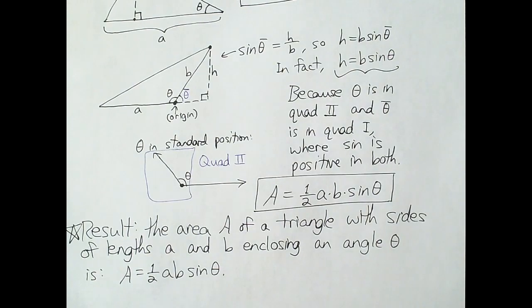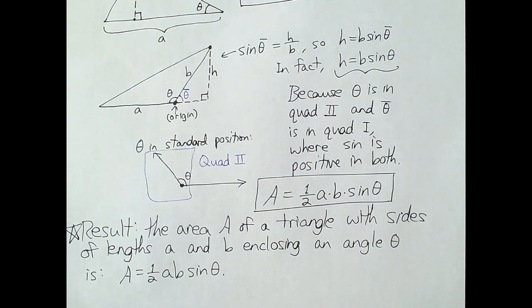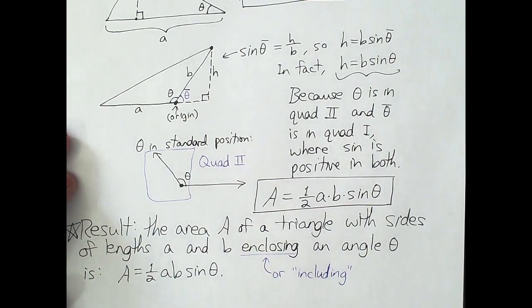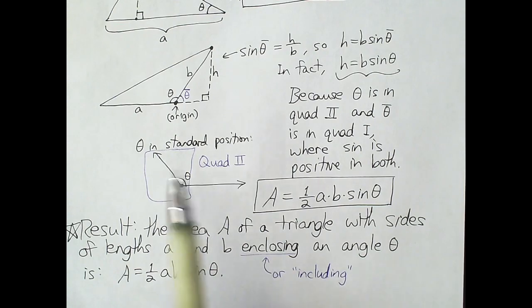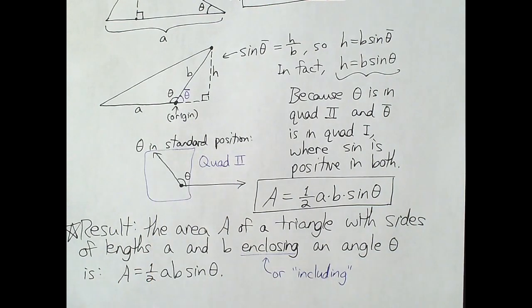You see that in all of the pictures that I drew above. Look at where theta is and look at where A and B are. So theta is the angle formed or enclosed by them. In some textbooks, instead of the word enclosing, they'll use the word including. I'm telling you that in case you see it in a homework problem, like: here's a triangle with a side of length 4 and a side of length 5, including an angle of 30 degrees. If you see the word including, this is the same idea. A and B are the two sides forming that angle.